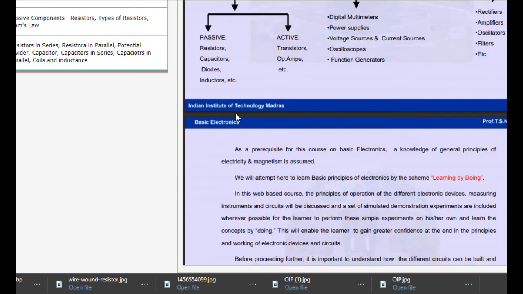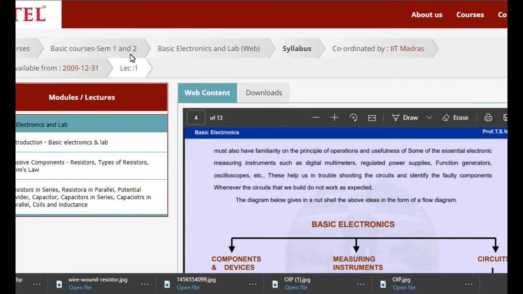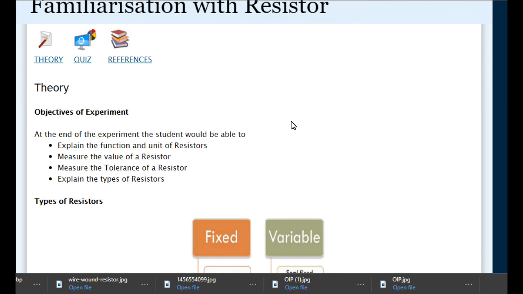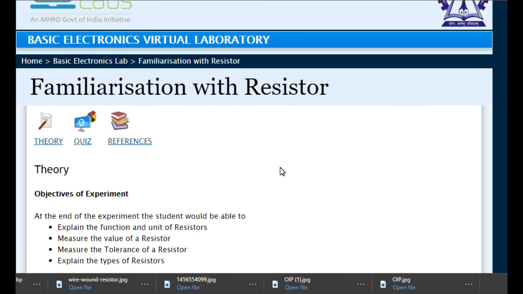Now the two day experiment on familiarization with basic resistors has been finished.